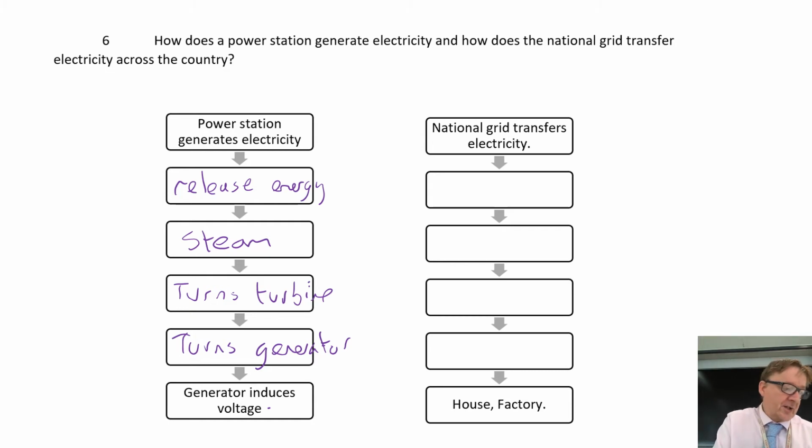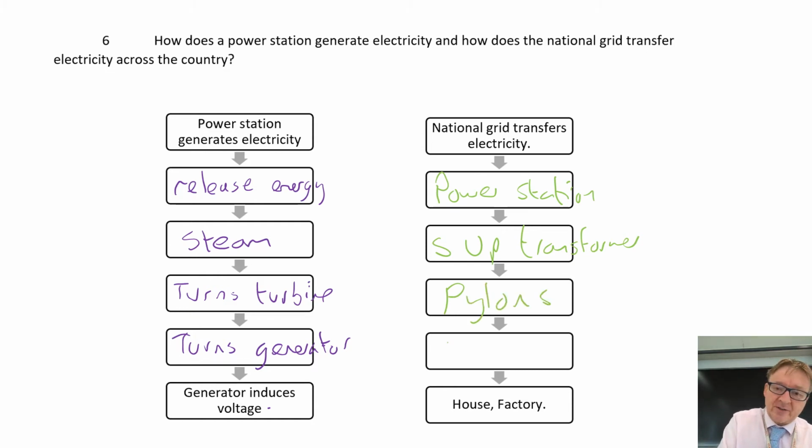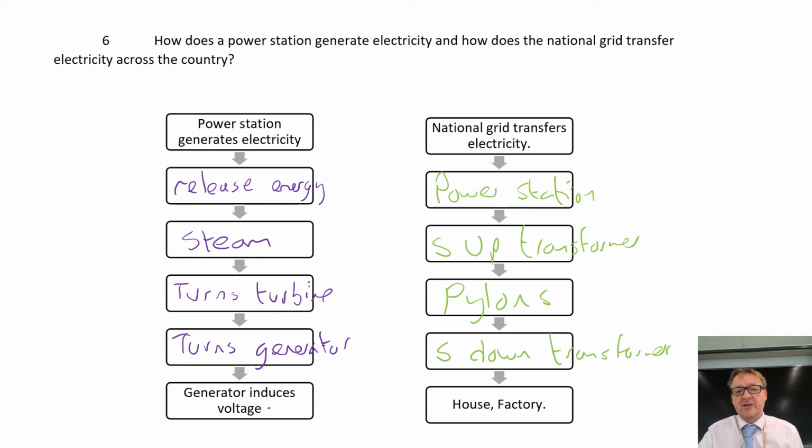The national grid transfers energy from the power station. That's where it all kind of starts. All right. It then goes to a step-up transformer. It then goes shooting across the country via pylons. Then when it gets to wherever it's got to go, it then goes down into a step-down transformer. And then it gets to the house or the factory. All right, and that is then the electricity that's getting sent across the country via the national grid.